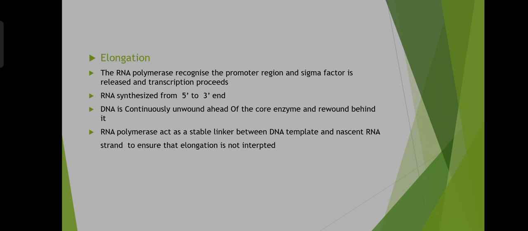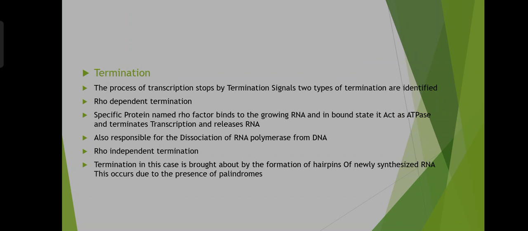Now to the second step, elongation. In elongation, the RNA polymerase recognizes the promoter region, the sigma factor is released and transcription proceeds, and the RNA is synthesized from the 5' end to the 3' end. DNA is continuously unwound ahead of the core enzyme and rewound behind it. RNA polymerase acts as a stable linker between the DNA template and the RNA strand to ensure that elongation is not interrupted. And now to the last step, termination.